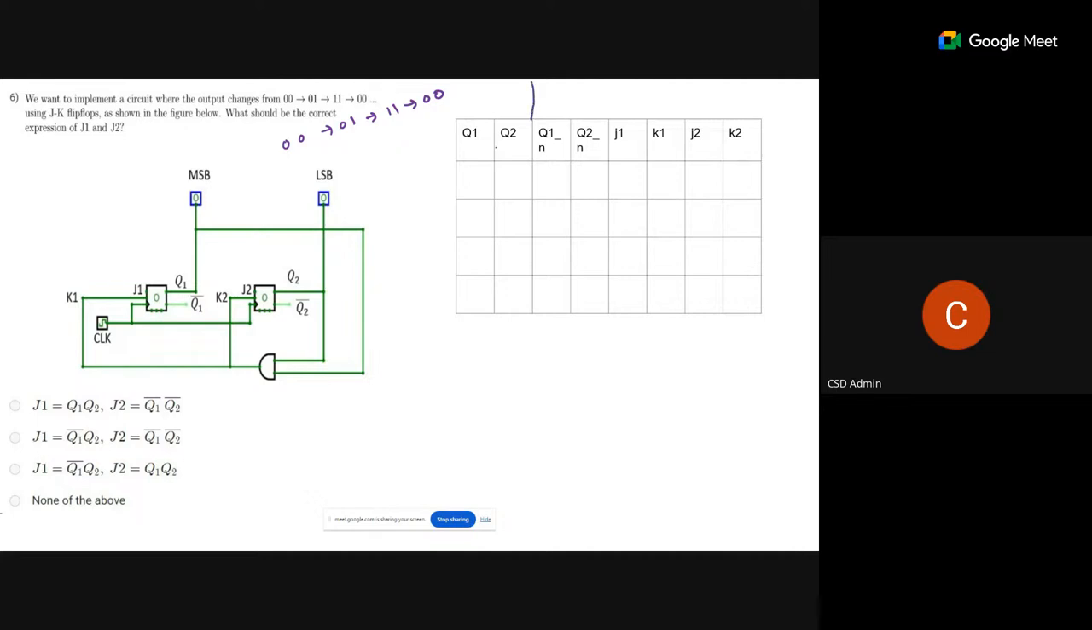The table won't be provided. I'm saying how to make this table. So this is Q1, Q2, and this is Q1 next, Q2 next, and whatever the J1, K1, J2, K2. And this is the next state. And this is the necessary logic. What about the necessary input? Right.